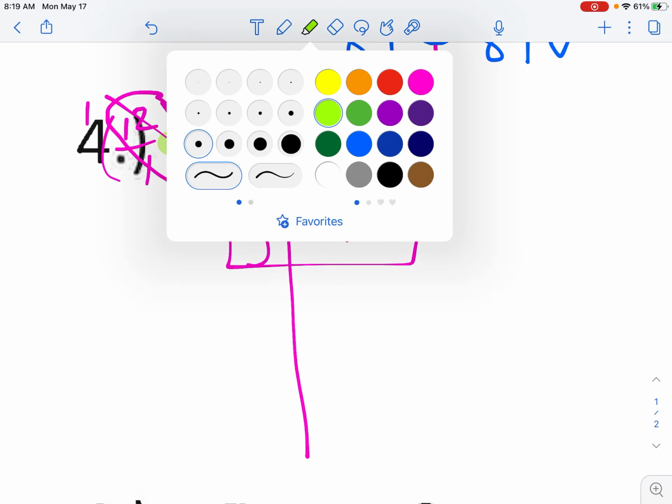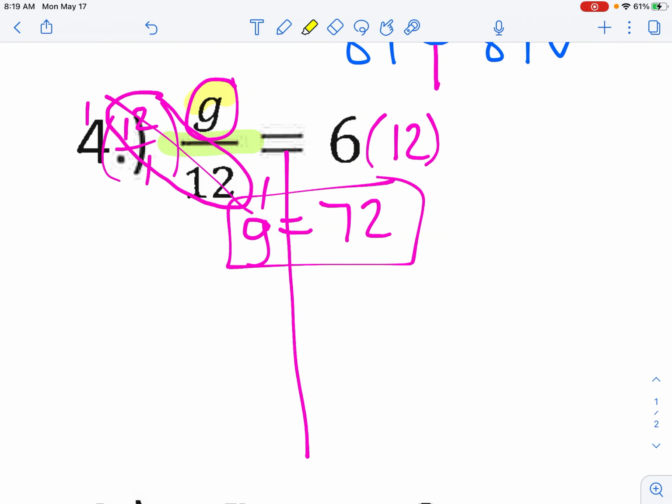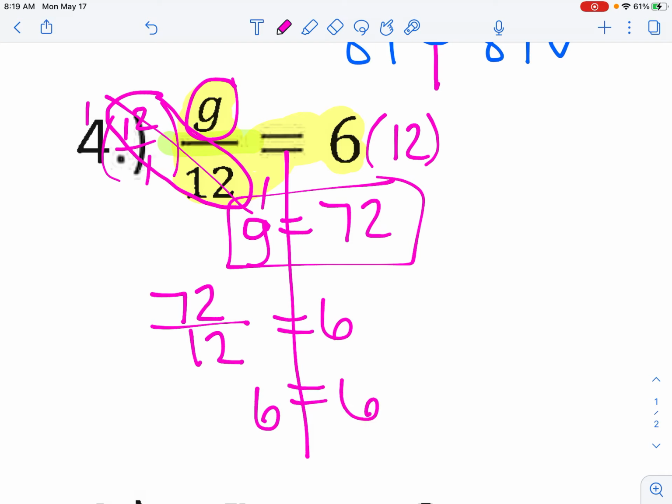The next step is substitution. So I'm going to rewrite what number divided by 12 equals 6, except I'm going to substitute 72 for G. I'm going to write, is 72 divided by 12 equal to 6? Well, I know my math facts, and I know that 72 divided by 12 is 6. So now I can say 6 equals 6, check.